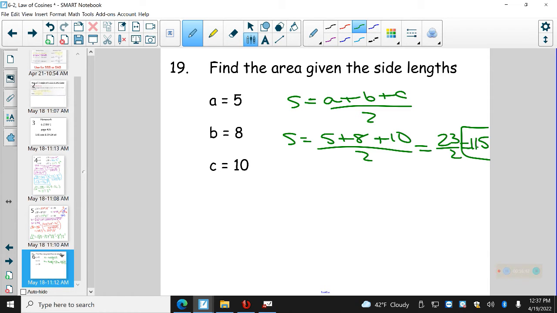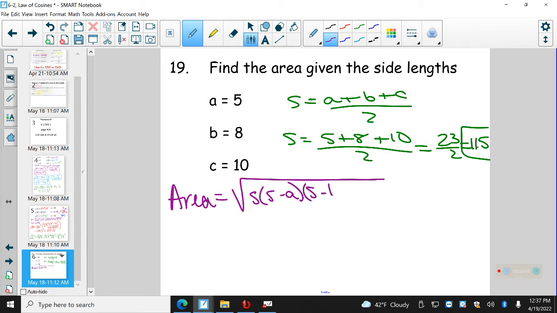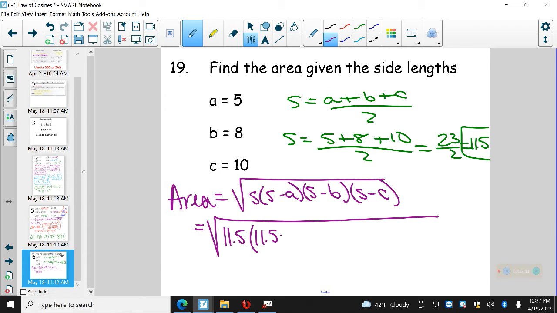Okay? So now that I know what S is, how do I find the area? Well, the area is the square root of S times S minus A, S minus B, times S minus C. So that's going to give you 11.5 times 11.5 minus 5 times 11.5 minus 8 times 11.5 minus 10.